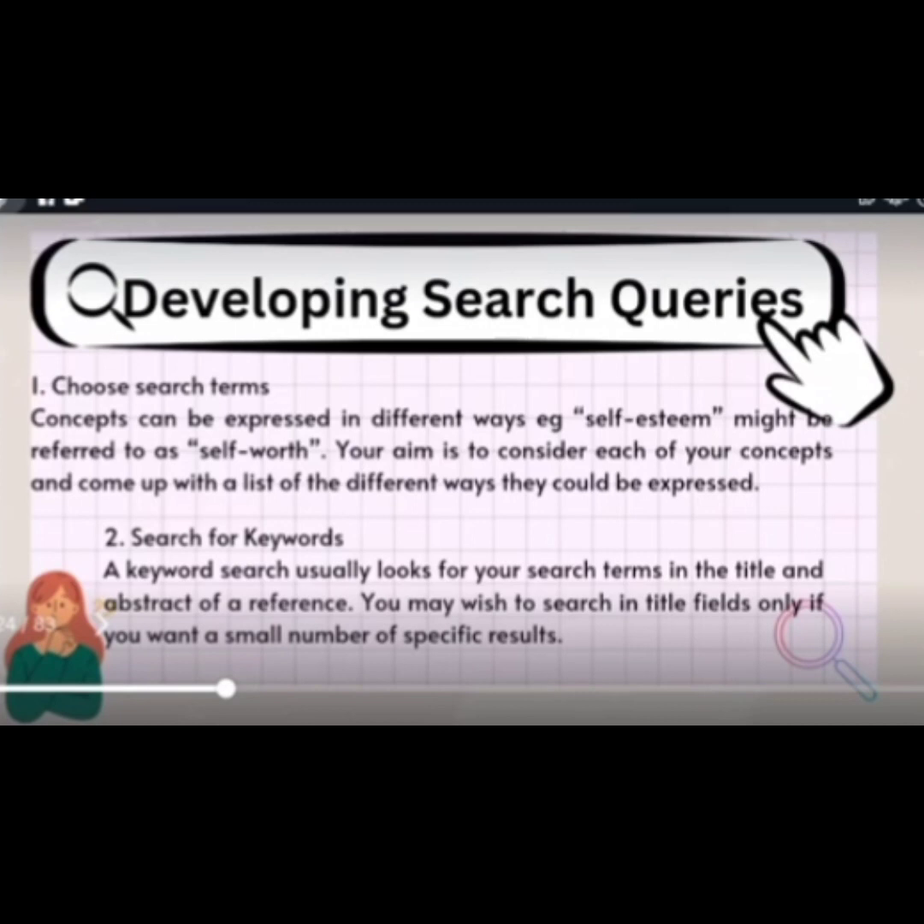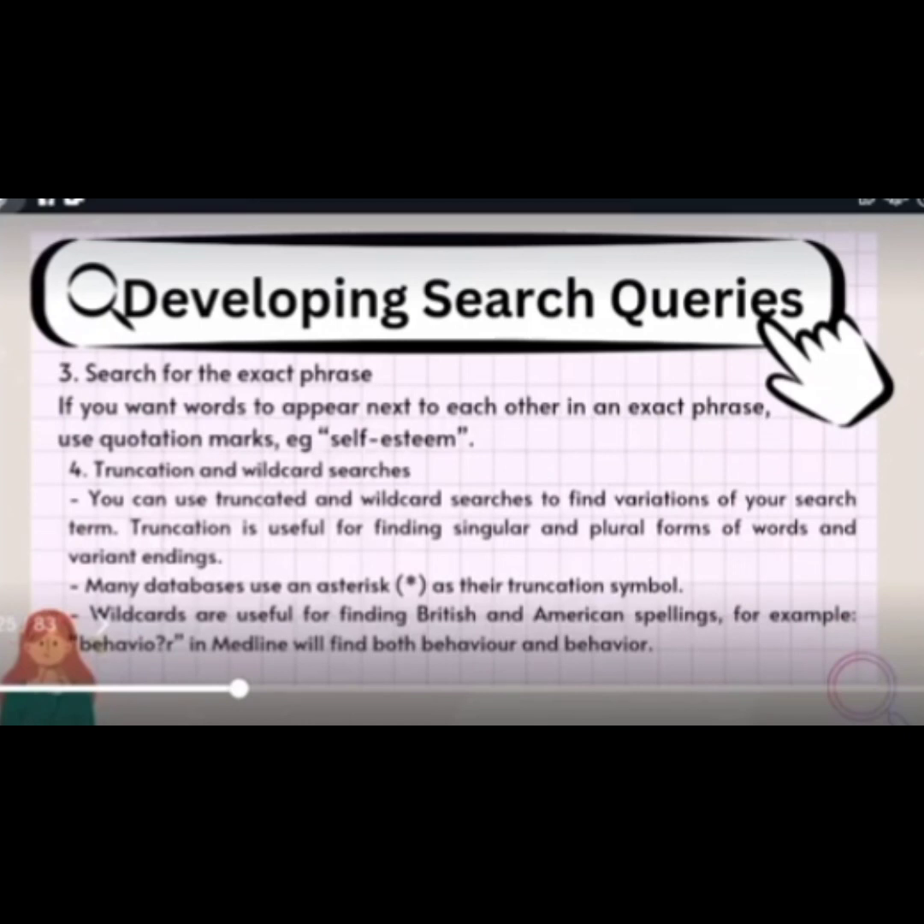Alright, so going forward, we have searching for the exact phrase, from keyword to exact phrase. If you want words to appear next to each other as an exact phrase, use quotation marks, for example, "self-esteem". We use quotation marks to indicate that that's the exact phrase we're looking for in the search engines.